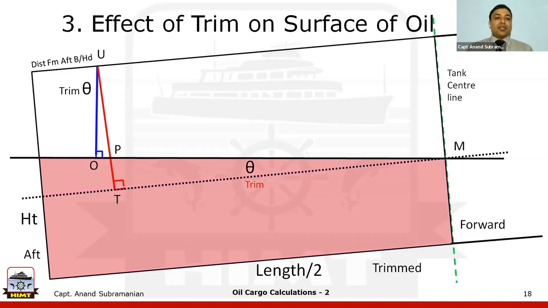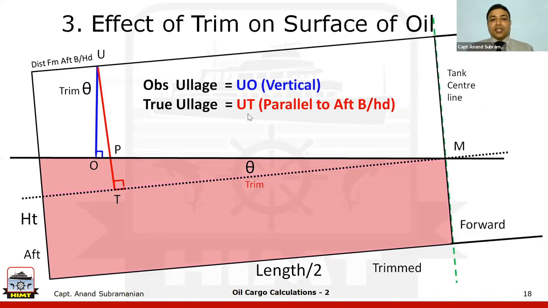This red color line, what is there? UT is where we are interested in finding the calculations. Now this UT cannot be found out directly, so we are going to split this UT into UP plus PT. This UO, this blue line, is a vertical line. This is the observed ullage. And this true ullage is UT, which is parallel to the aft bulkhead, so it meets our requirement. Plus, it is touching the even keel level of the oil, so it meets our second requirement also.